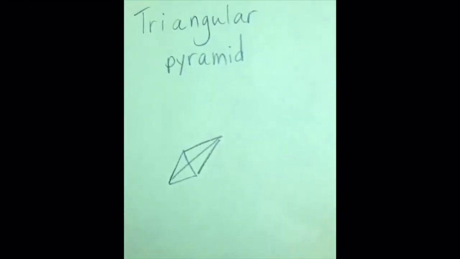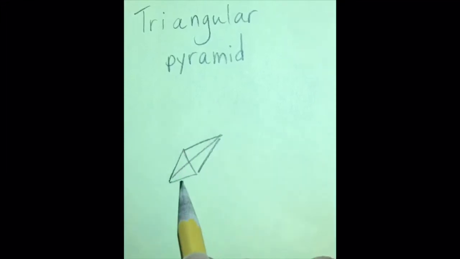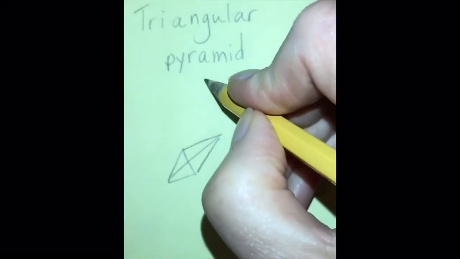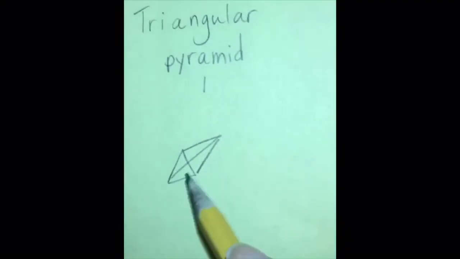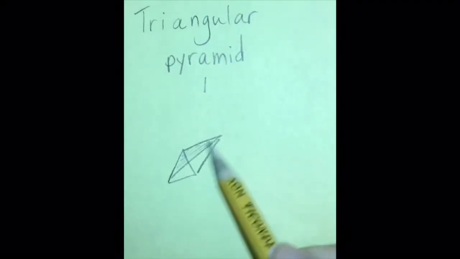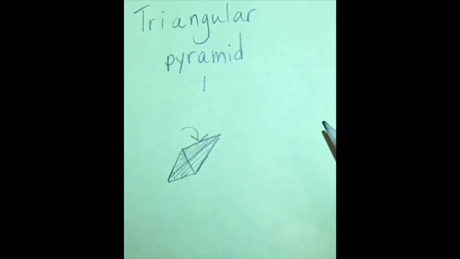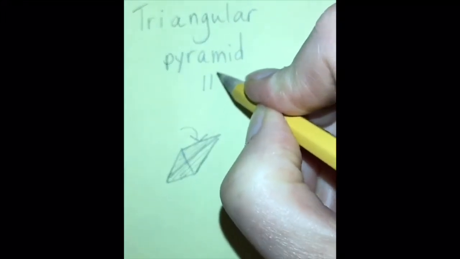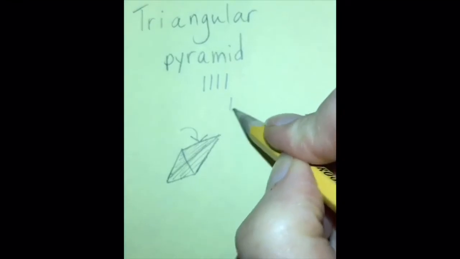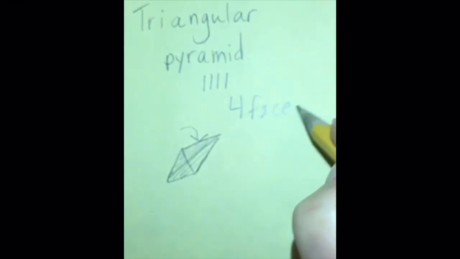The first type of pyramid is a triangular pyramid. This pyramid has a triangle for a base, that's one face. It also has a face shaped like a triangle here, here, and behind the pyramid where we can't see in a two-dimensional illustration. That's three more faces shaped like triangles for a total of 4 faces.